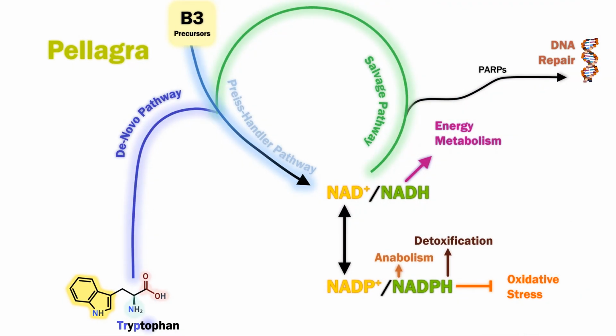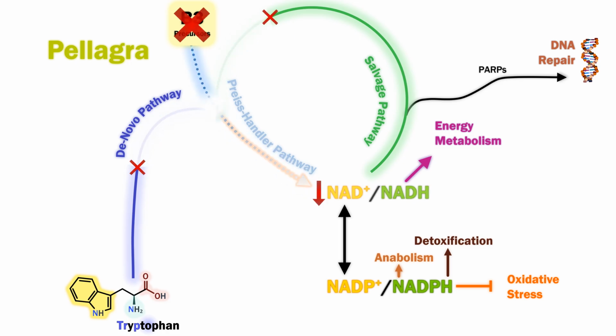Okay, we're going to move on to B3 deficiency, known as Pellagra. If we look at a simplified view of B3 metabolism, you can see that there's a certain amount of redundancy from the core pathway, salvage, and de novo pathways. This means that a niacin deficiency also requires a relative tryptophan deficiency. As you can probably predict, B3 deficiency causes impairment of energy metabolism, detoxifying anabolic functions, and the response to oxidative stress, as well as impairment of some DNA repair functions from PARPs.